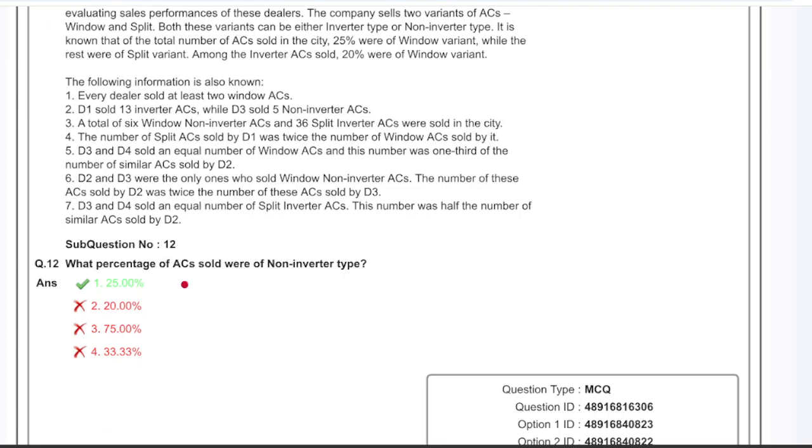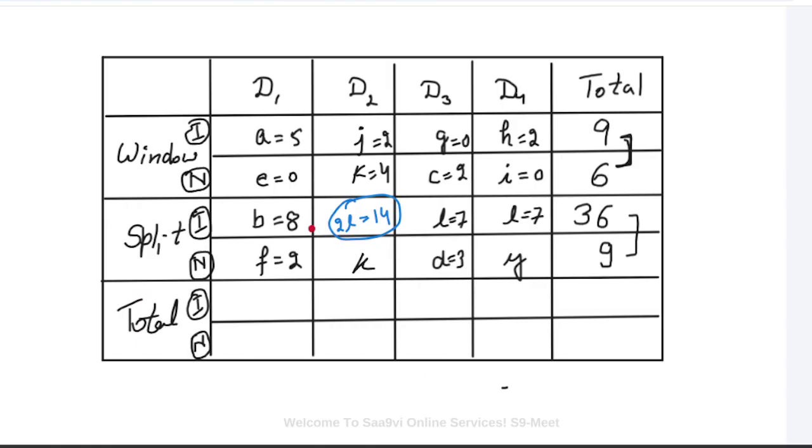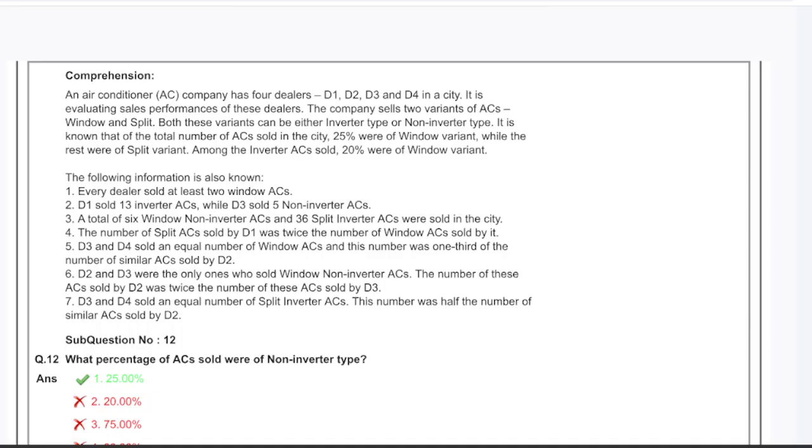What percent of AC sold were of non-inverter type? Now how many non-inverter we had? 6 plus 9, 15. And out of 15 plus 45, 60, multiplied by 100 to convert it to percentage, that was 25%. So that is the answer.